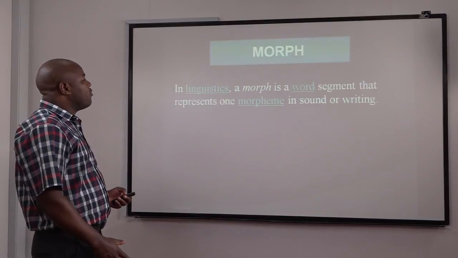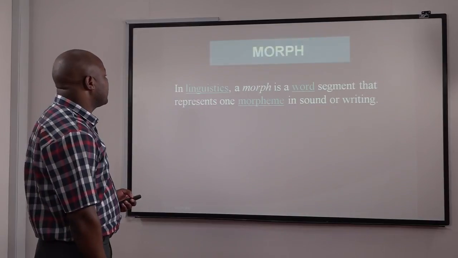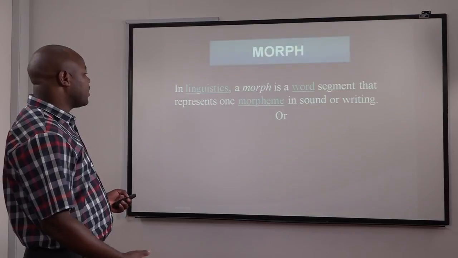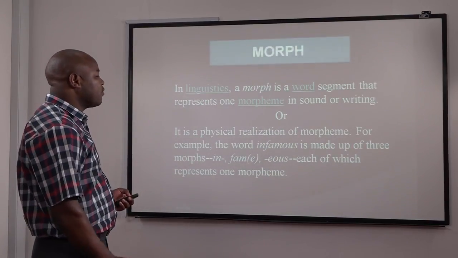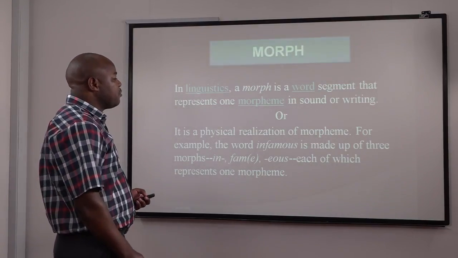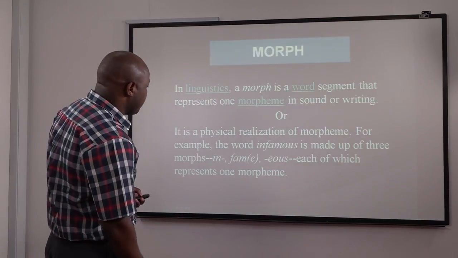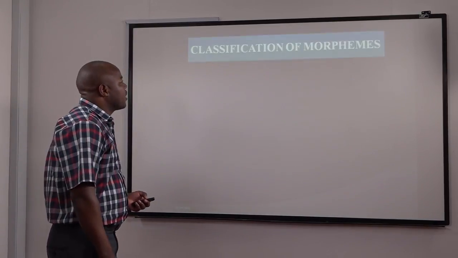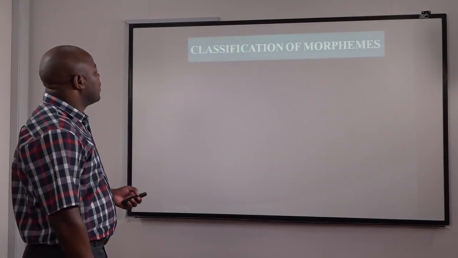Now we have a term morph, which means a segment that represents one morpheme in sound or in writing. In other words, we can define it as a physical realization of morpheme. For example, the word infirmus is made up of three morphs: in, firm, and us, each of which represents one morpheme.